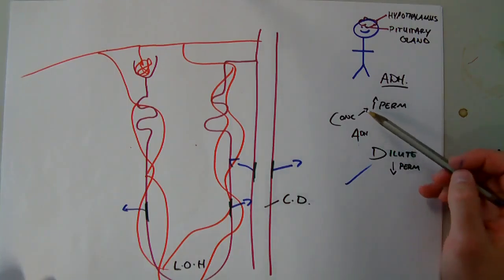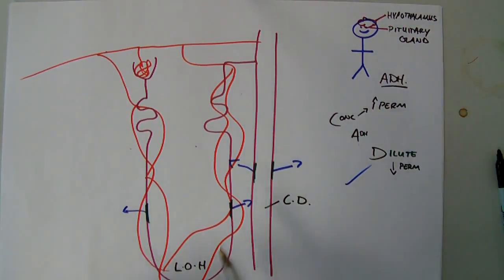Well, let's just say I'm walking around in the desert and there's no water around. I need to conserve as much water as possible. I still got to get rid of urea, otherwise I'm going to die. So I have to pee, but I don't want to lose a lot of water.